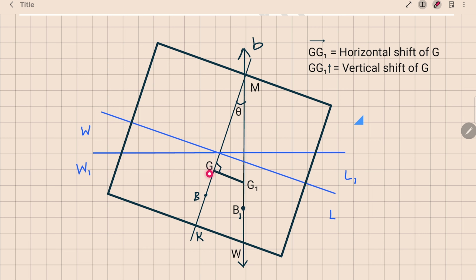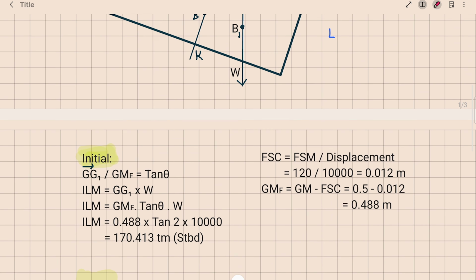Now I can see that here the WL was the original water line when the ship was upright, so it's parallel to the deck of the ship. Now the new water line is W1L1. So let's proceed with the solution.